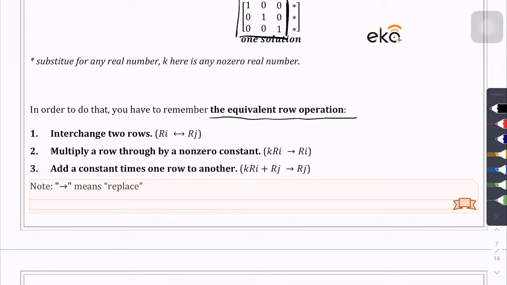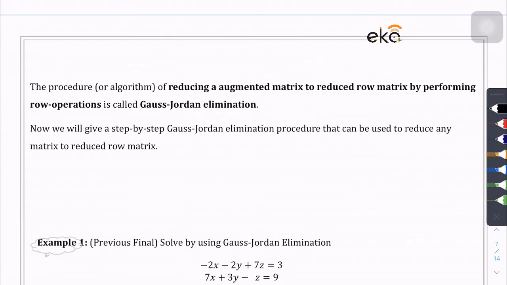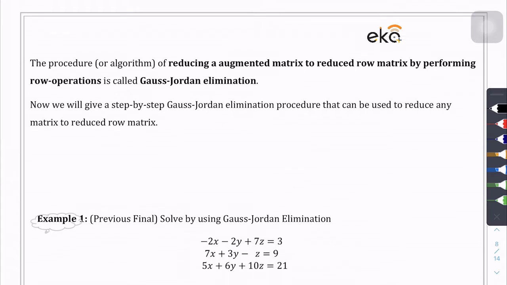First, interchange of two rows. You can change the second row to the first row, that is fine. Second, multiply a row through by a non-zero constant. Third, add a constant times one row to another. These are the rules to get the solution. The procedure of reducing an augmented matrix to a reduced row matrix by performing row operations is called Gauss-Jordan elimination.